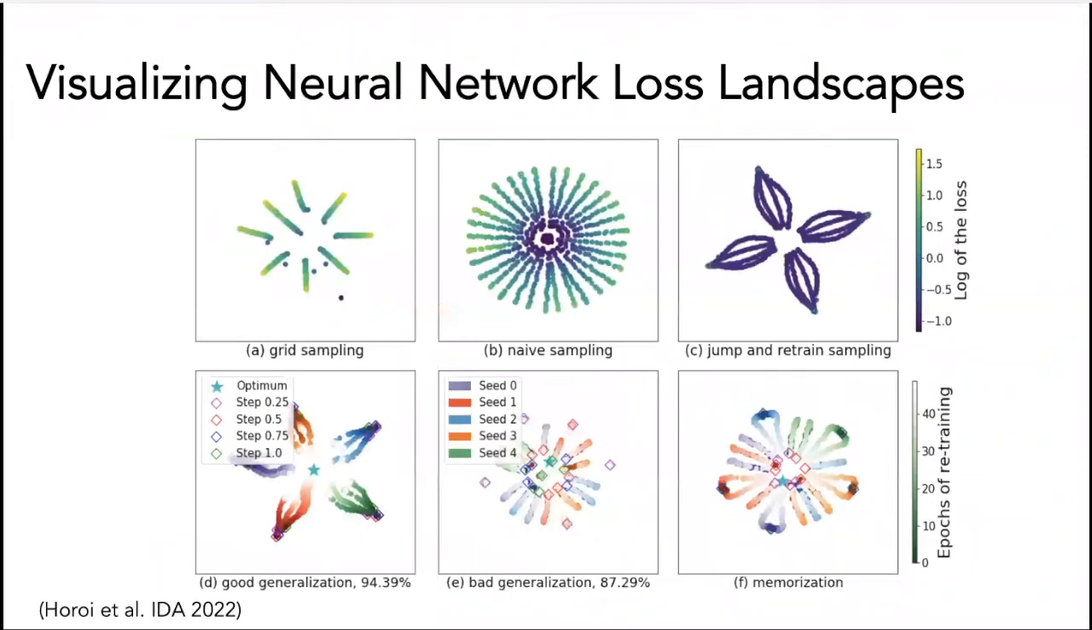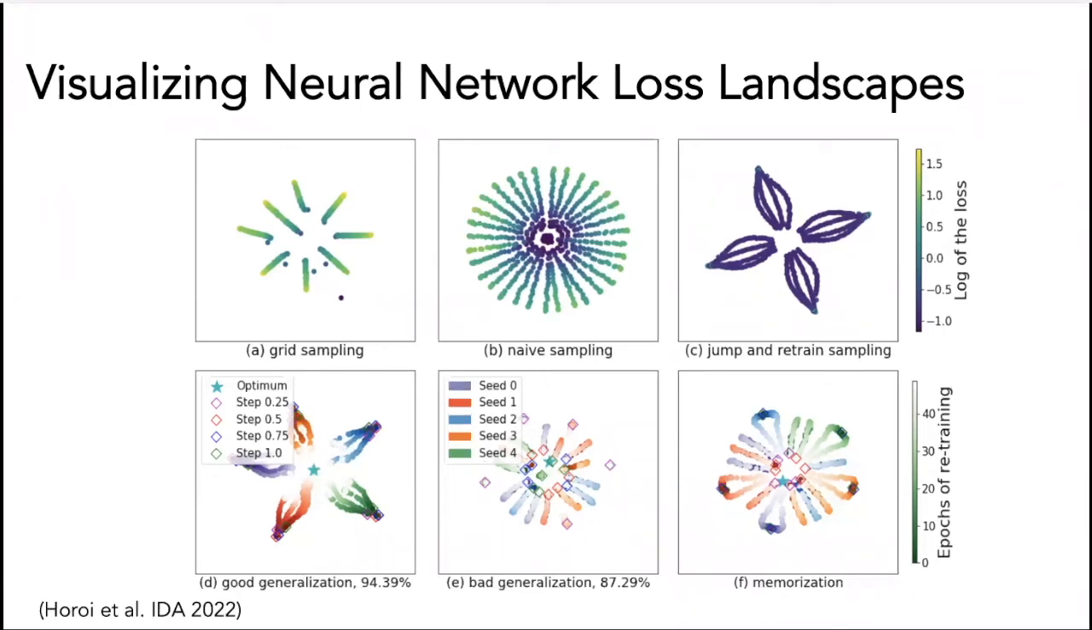So recently we've used it on other types of data, for example, visualizing the loss landscapes of neural networks, which was published recently at Intelligent Data Analysis. And what we actually see is, if you go to a minima that your neural network reaches, we do what's called jump and retrain sampling. And when we do the jump and retrain sampling, we see a very different type of behavior. When you look at this minima here, jumping out and coming back, you see this kind of flower petal pattern.